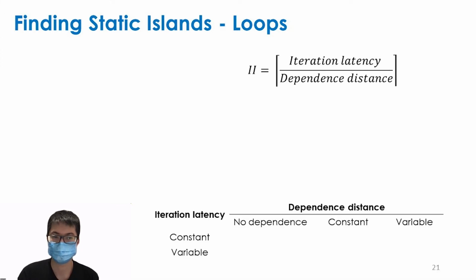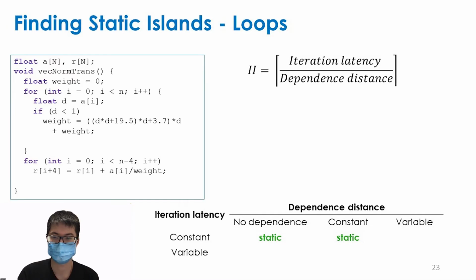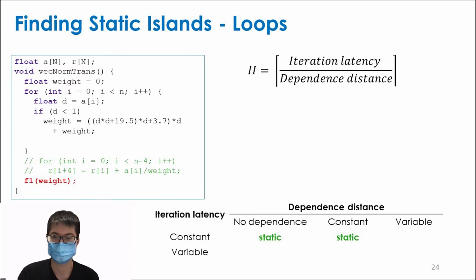Based on these constraints, we categorize loops into a reference table. First, any loop that has a constant iteration latency and a constant dependence distance can be a good static island. For example, the latency of the loop body of the second loop does not change and has a constant dependence distance of 4. This means that the second loop can be statically scheduled without any performance loss.